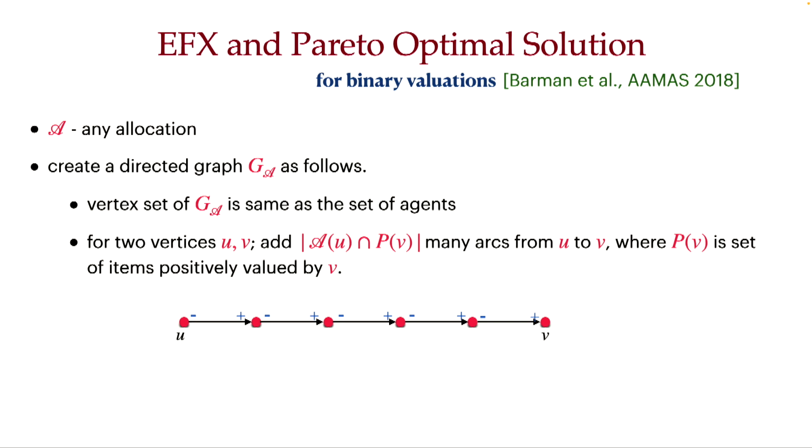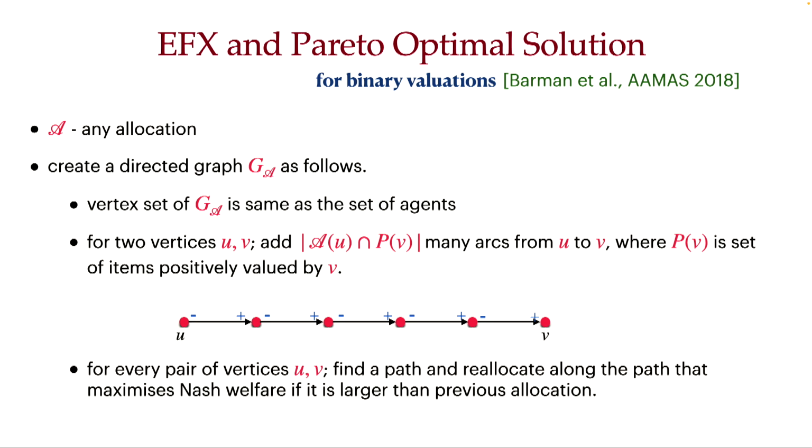Now you see, for the polynomial time algorithm, it was crucial that the choice of path does not matter, right? Any path between U and V, can I find it in polynomial time? I can find it. Okay, so this is the algorithm.